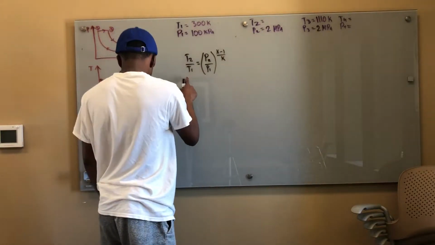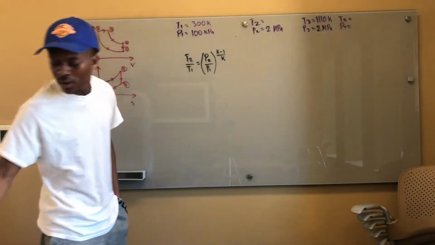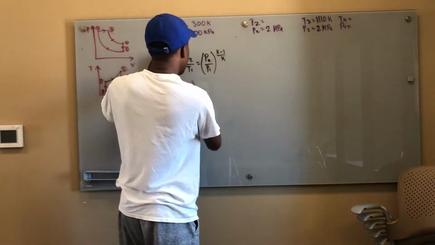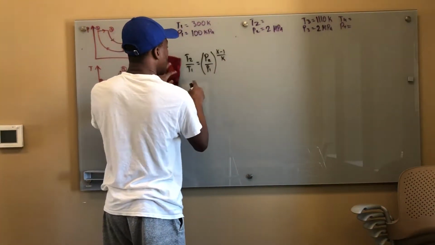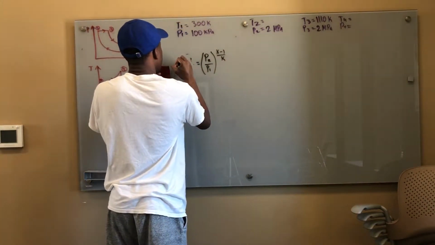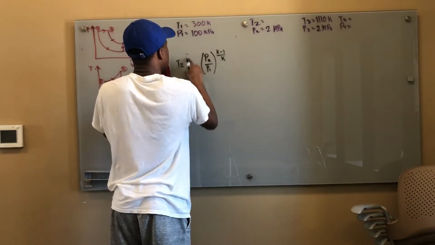So using this, I can find my T2, okay? If I multiply both sides by T1, I can say that T2 is equal to T1 times this whole thing.